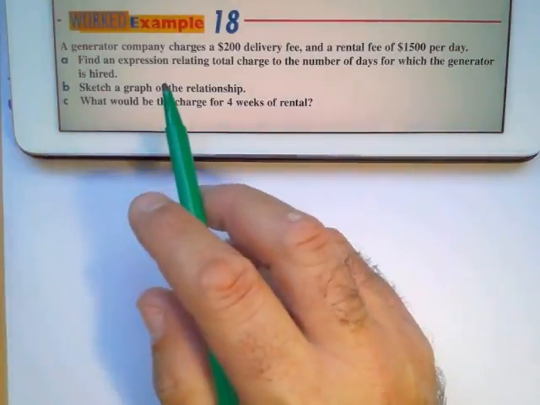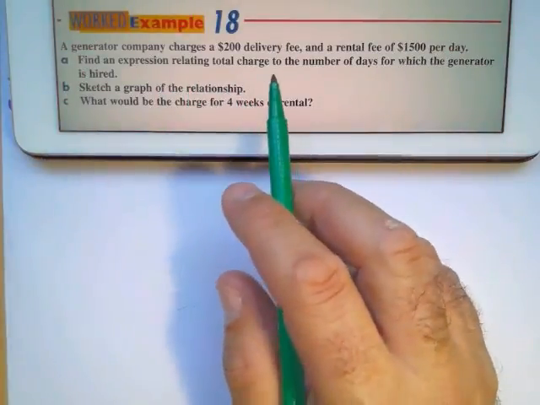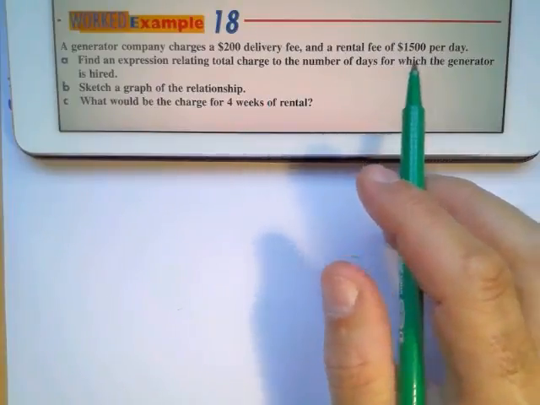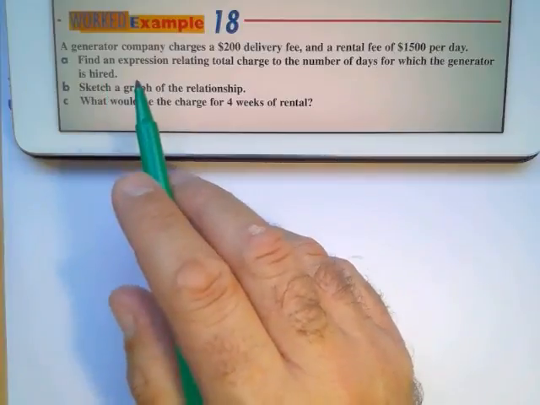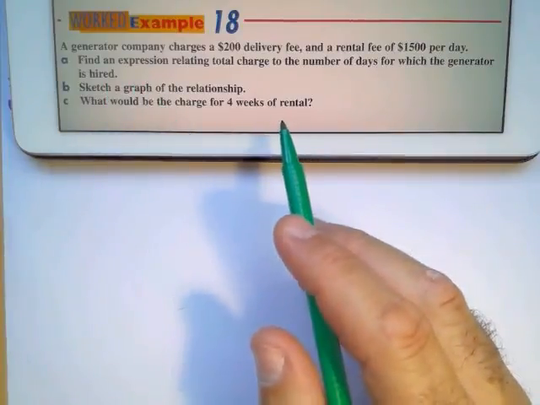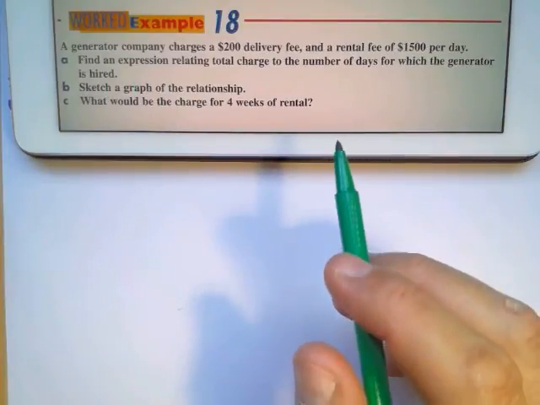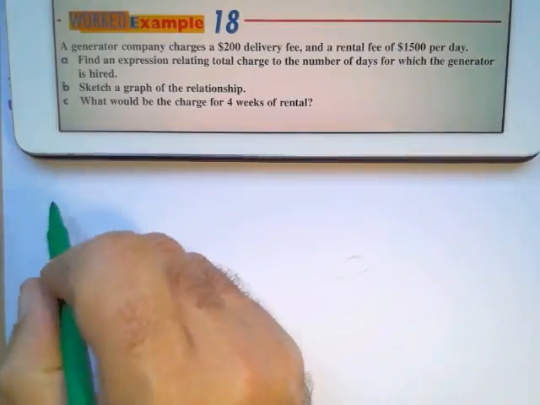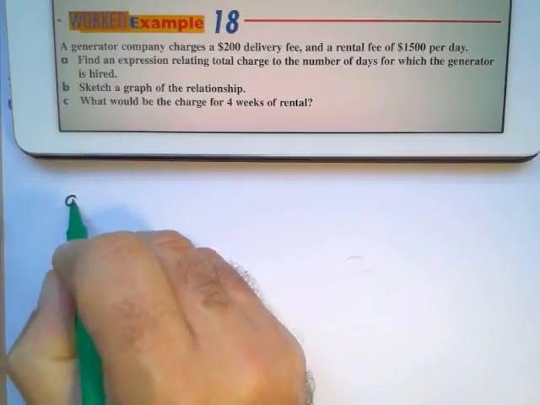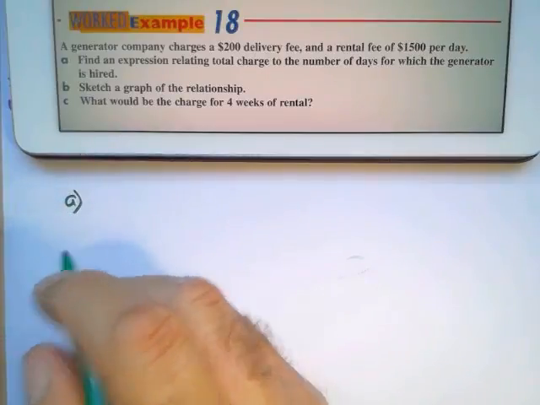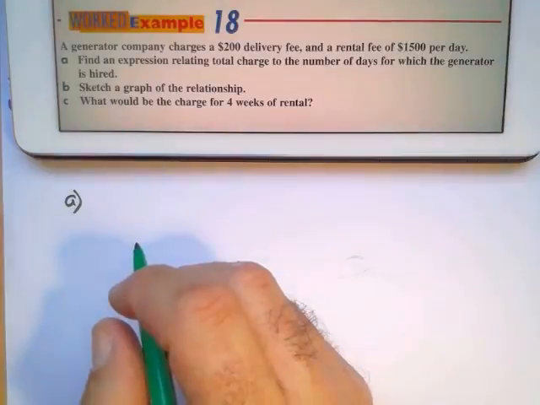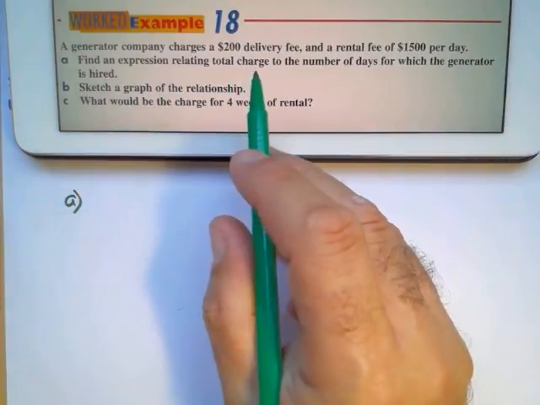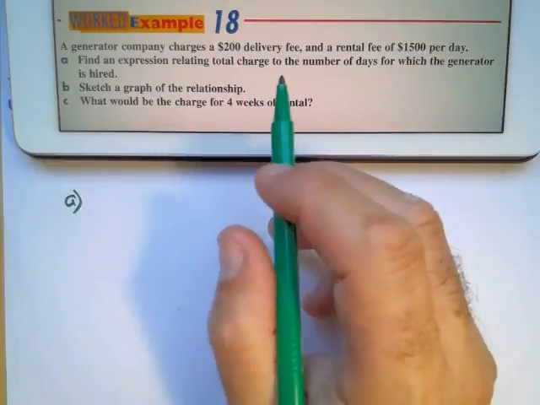The generator company charges a $200 delivery fee and a rental fee of $1,500 per day. Find an expression relating total charge to the number of days for which the generator is hired. So our first step for A is to define the variables. They want to find the relationship between the total charge and the number of days. So that's the two variables.